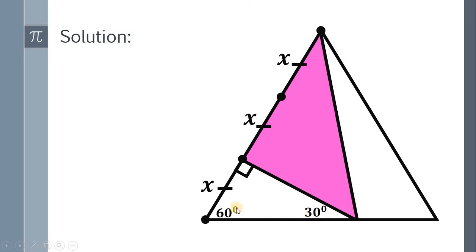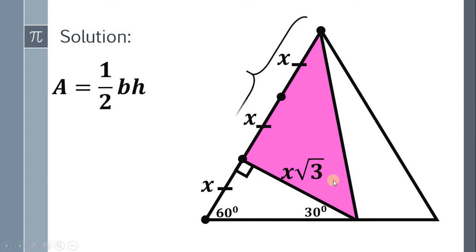Therefore, the side opposite the 60-degree angle is simply the length of the side opposite 30 degrees multiplied by the square root of 3. Now we can find the area of this triangle shaded in pink. Using the formula 1/2 times base times height, our base is simply x square root of 3 and the height of this triangle must be 2x, or x plus x.